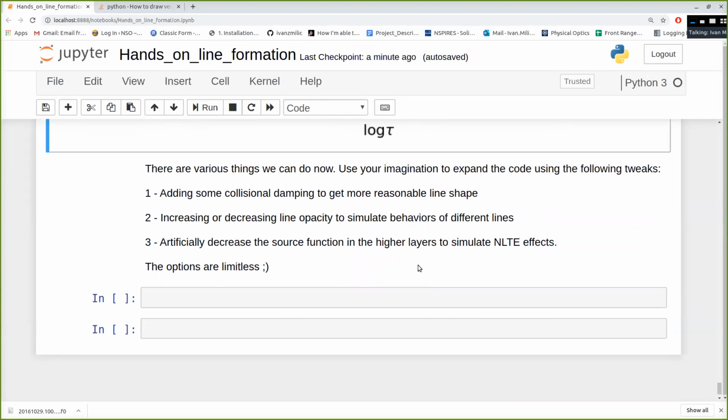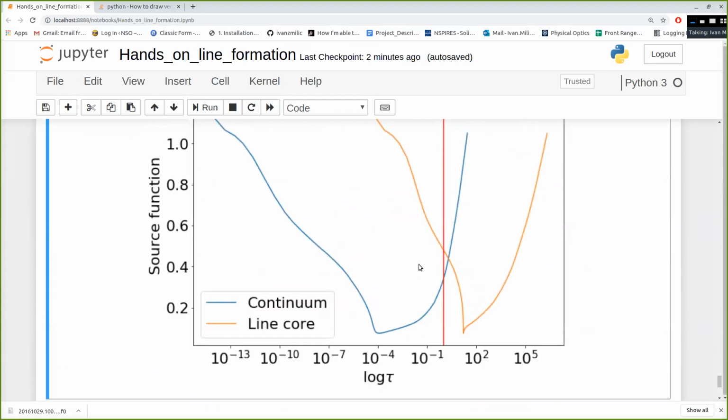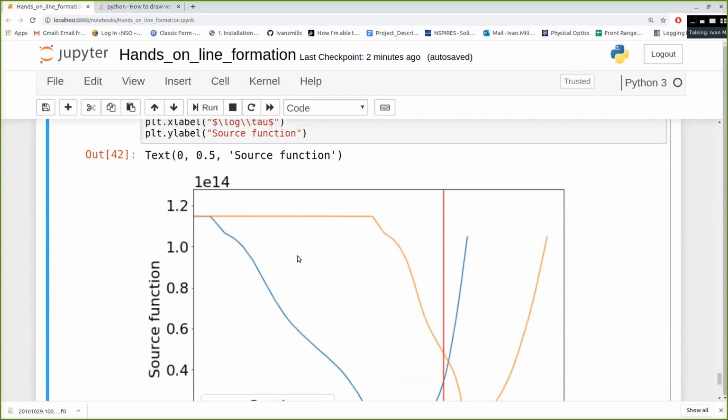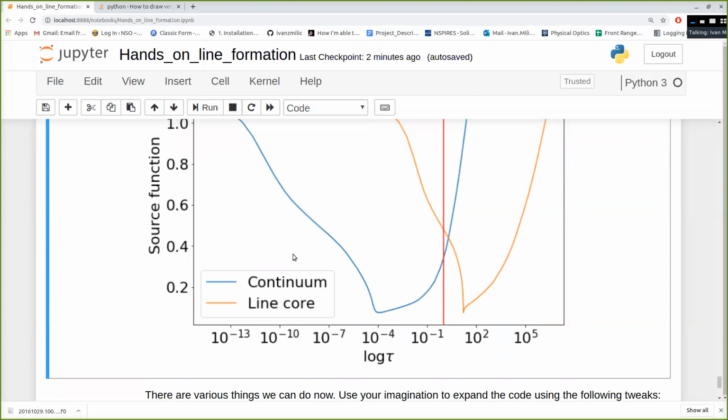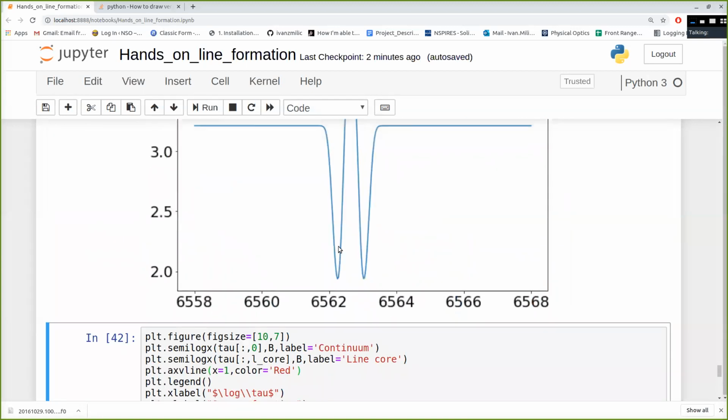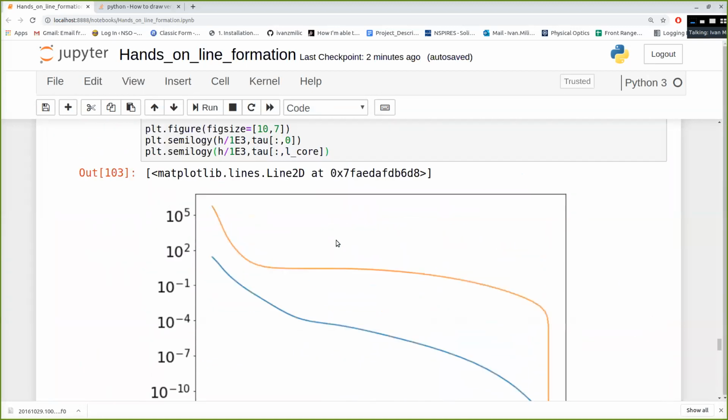I'm just going to show you one more thing now. You can shoot the questions now. I'm just going to very silently code one piece, which is going to add some collisions to the line shape, just so that you can see how the line changes. In the meantime, you can ask me any questions that you have.